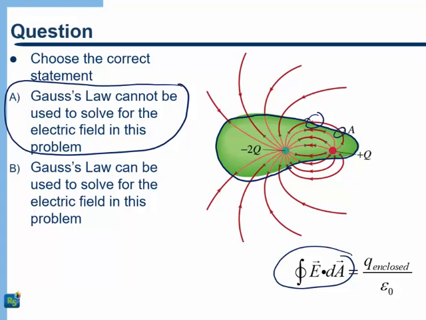So the electric field is not at all uniform over that surface. Therefore, we can't get rid of the integral. And you can't integrate something you don't know. So we can't use Gauss's law to solve that problem. Now, by the way, we know how to solve this problem just using the electric field of a point charge, but we can't use Gauss's law to do it.